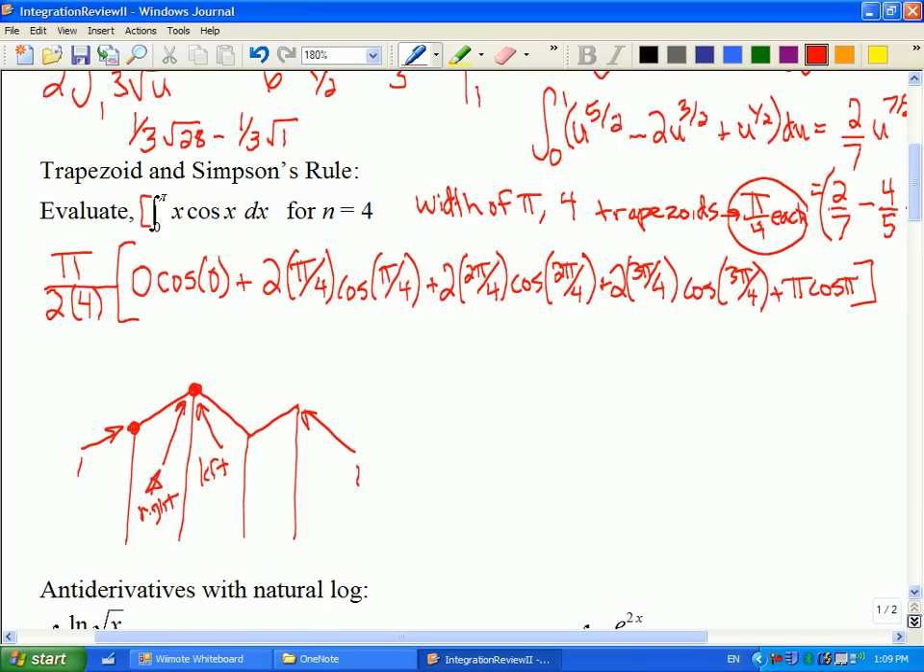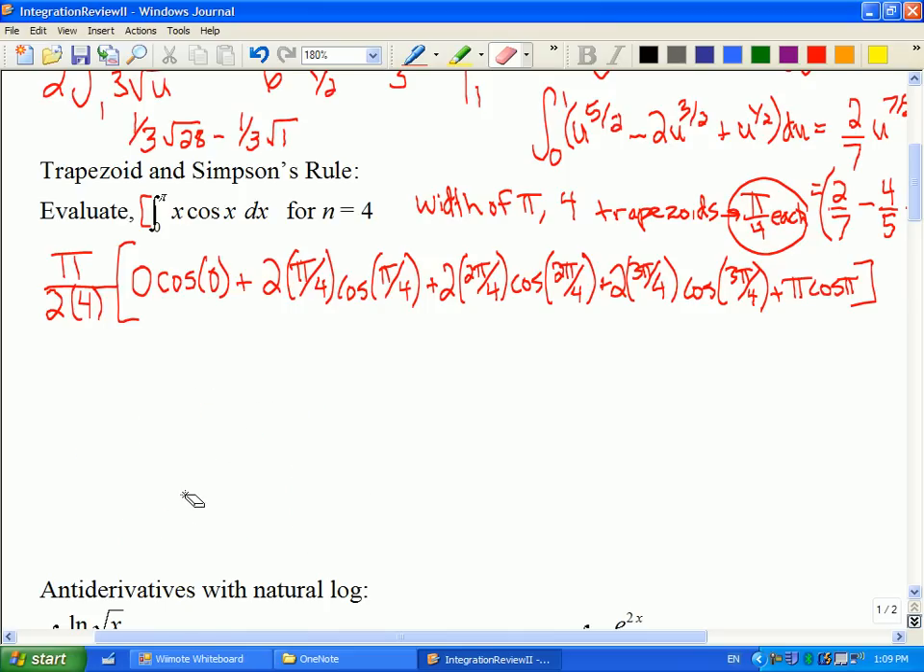So I'm going to erase my little picture down here. Okay, maybe I should just say that one more time here. If we've got a width of pi and I'm using 4 trapezoids, that's how I know how far I'm stepping along, okay? So that's why I went from 0 to pi over 4, and then from pi over 4 to 2 pi over 4, and then from 2 pi over 4 to 3 pi over 4, and then on to pi.